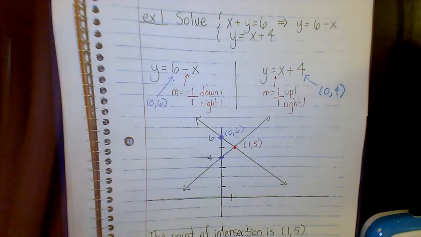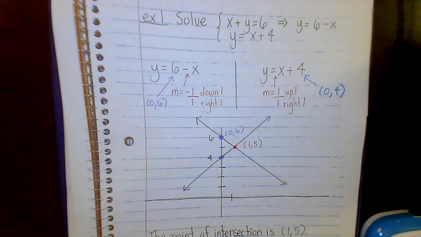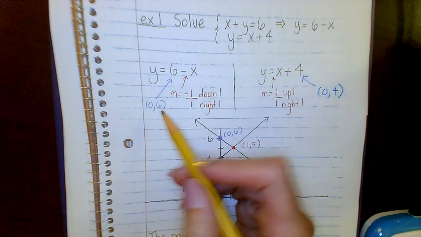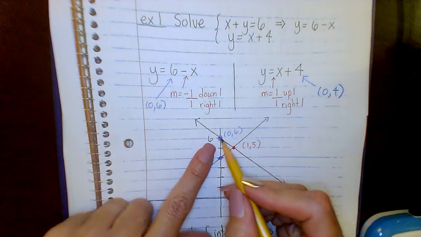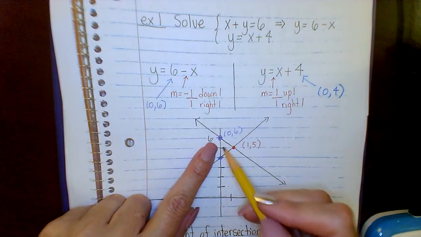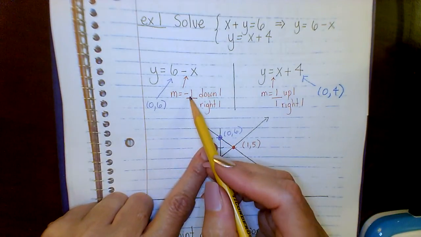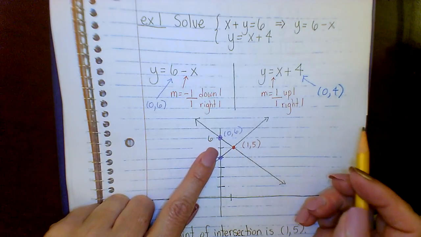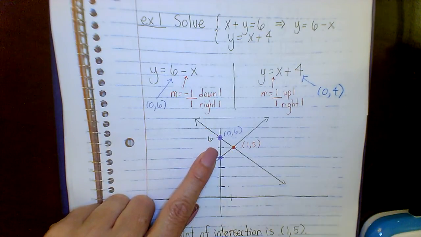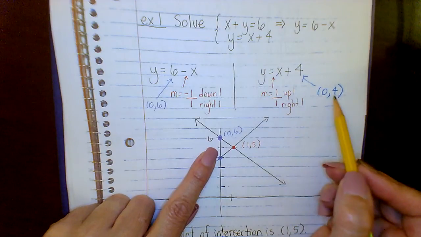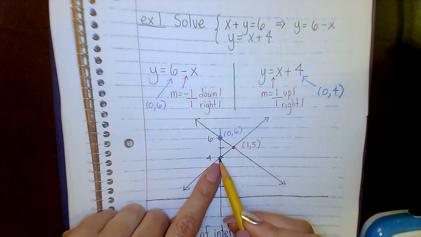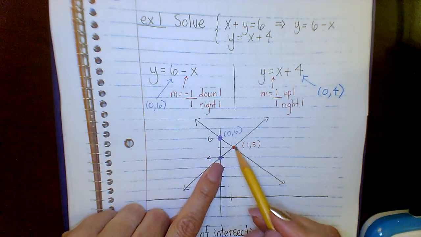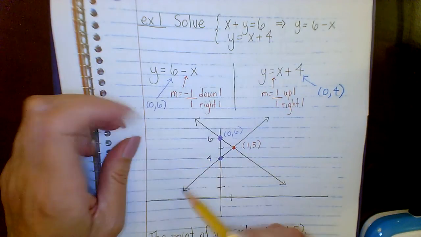So then I graph these lines individually. All right. This line, remember how to graph. We start at 0, 6, right here. From that point, we go down 1, to the right 1. So down 1, to the right 1. I end up at the point 1, 5. So connecting that, there's one line. This one, I start at 0, 4. This slope of 1 over 1 tells me to go up 1 and to the right 1. Oh, and I happen to end up at that exact same point.